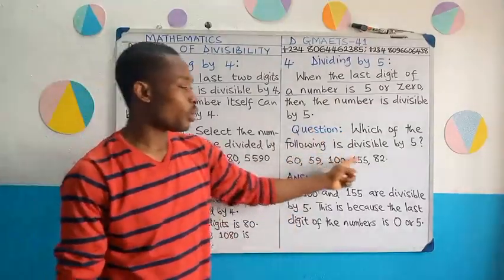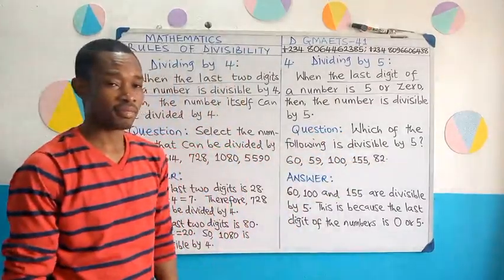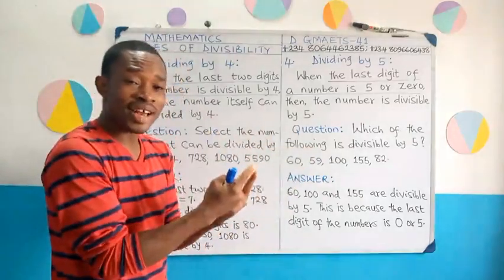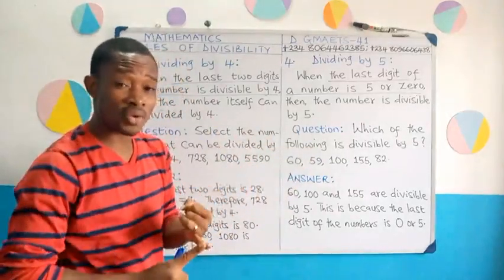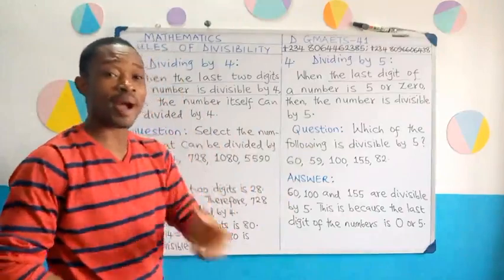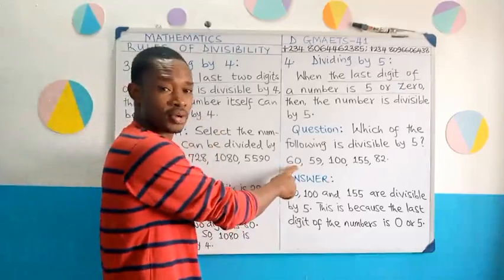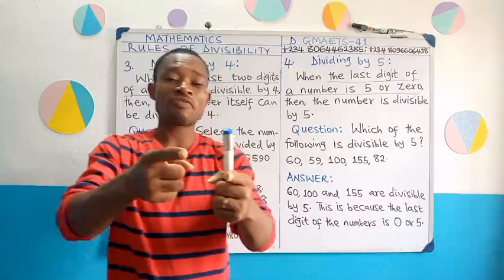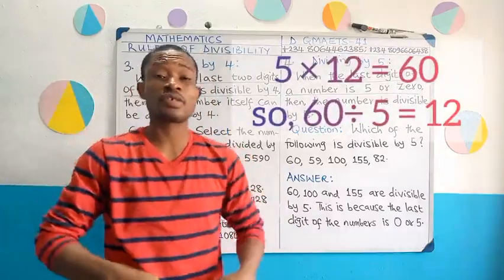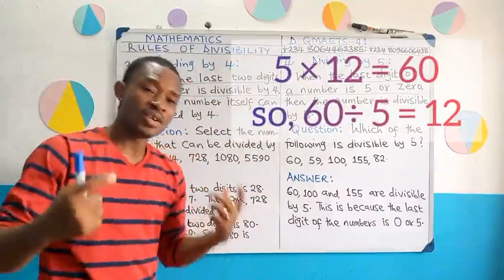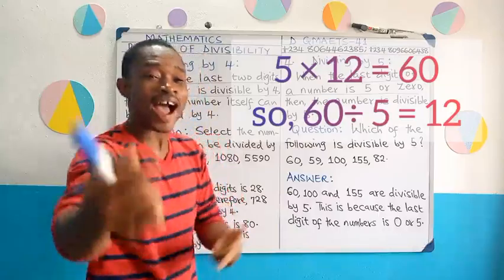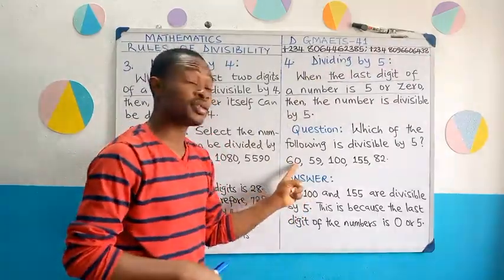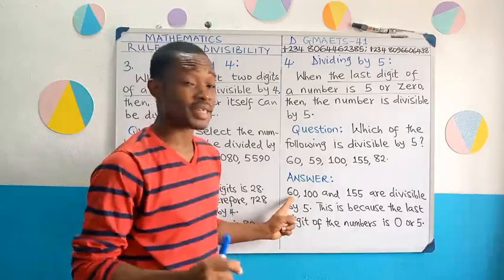Question. Which of the following is divisible by 5? So we have this list of numbers. Which one can be divided by 5? All you have to do is look at the last digit of each number. Anyone that ends with 0 or 5 can be divided by 5. 60 ends with 0. The last digit in 60 is 0. It simply means that 5 can divide 60. Yes. As a matter of fact, if you go to the 5 times table, 5 times 12 will give you 60. So 5 can divide 60 to give you 12. The reason why you now know that 5 can divide 60 is because the last digit in 60 is what? 0. So you see I selected it.